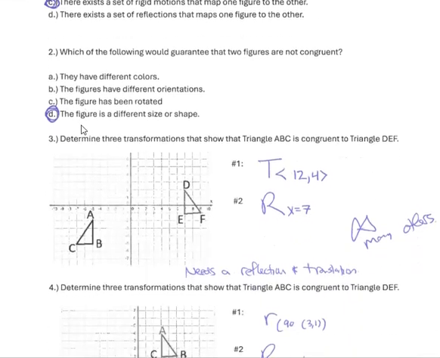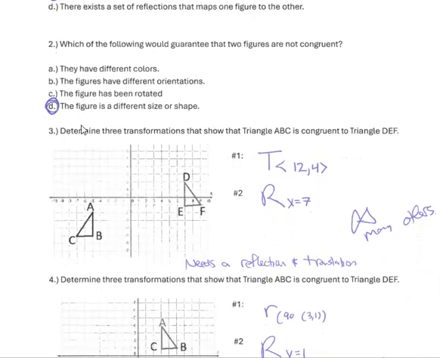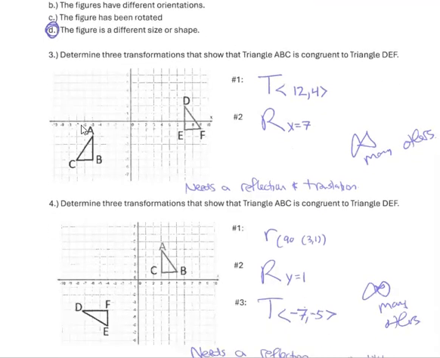The next one, which of the following would guarantee that two figures are not congruent? Well, it is D. The figure is a different shape or size. All the rest, color, orientation, it has been rotated, would not change whether it's congruent or not.